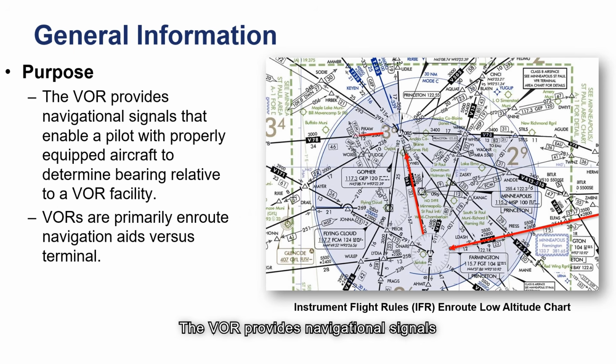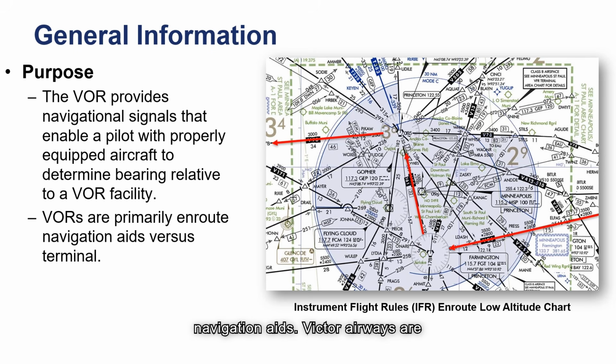The VOR provides navigational signals that enable a pilot with properly equipped aircraft to determine bearing relative to a VOR facility. The VOR transmits 360-degree radials, one for each degree of azimuth around the facility. A radial connecting two VORs is known as a Victor airway. VORs are primarily classified as en route navigation aids.